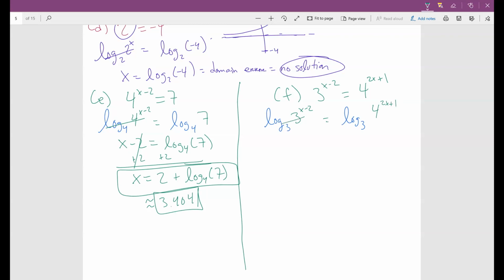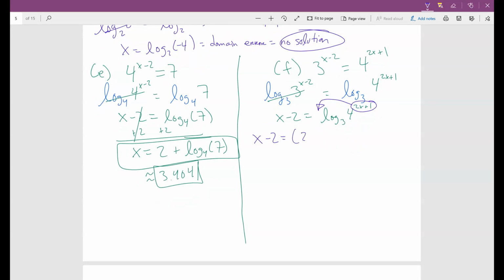Okay, so this is going to go away, so that's gone. x minus 2 is equal to, and you just have log base 3 of 4 to the 2x plus 1. This one doesn't cancel out because it's not a base 4. So now what we want to do is move this guy over by using properties of log.